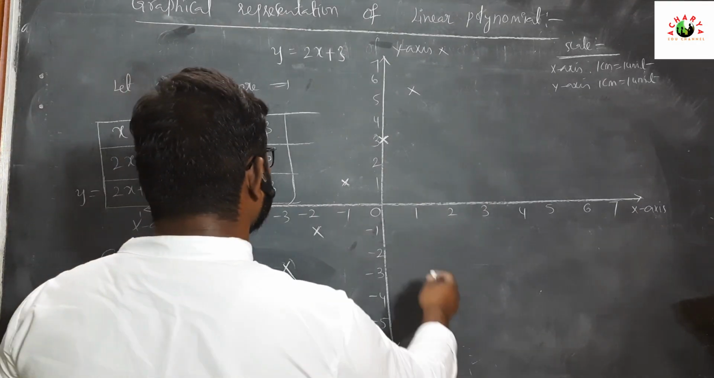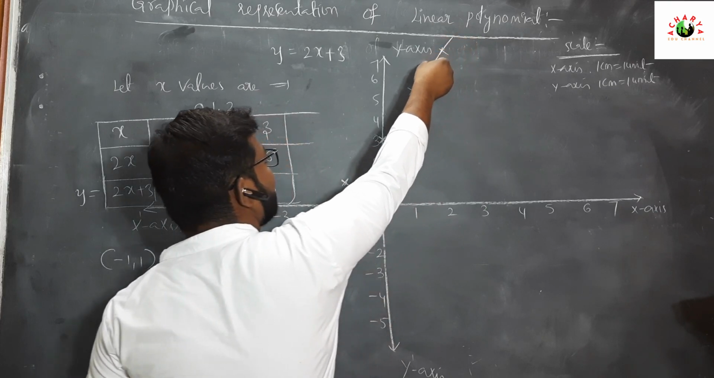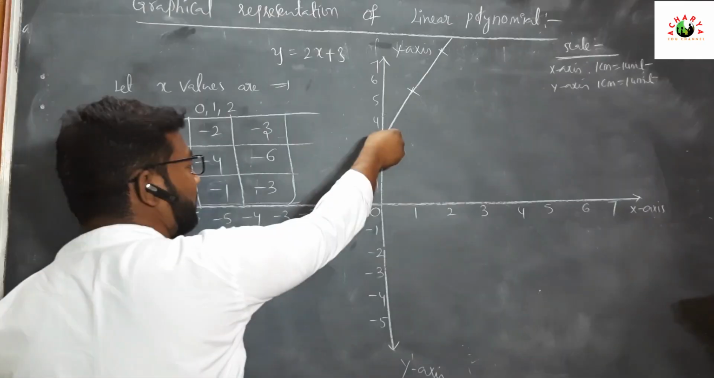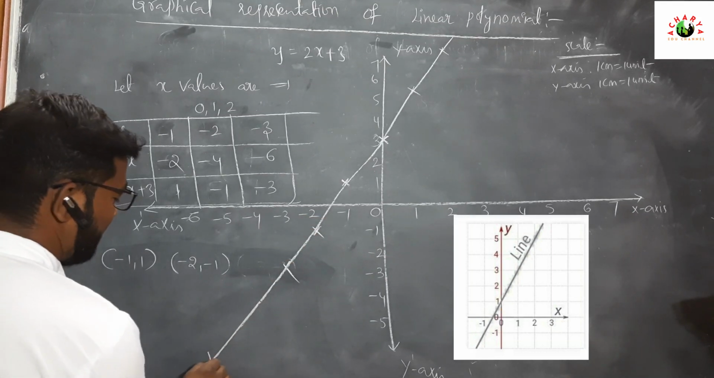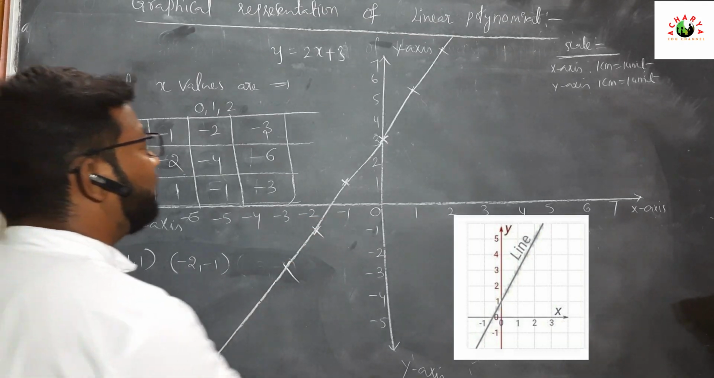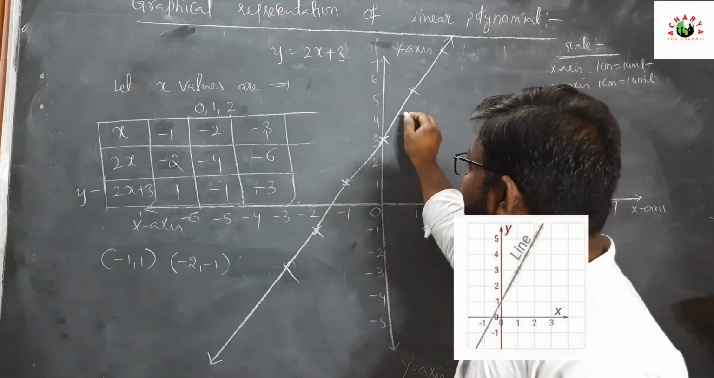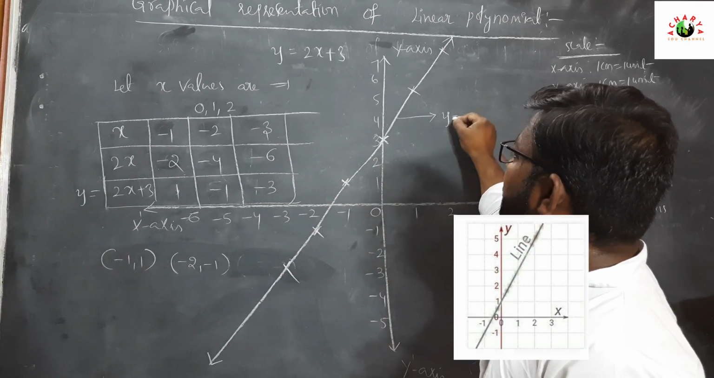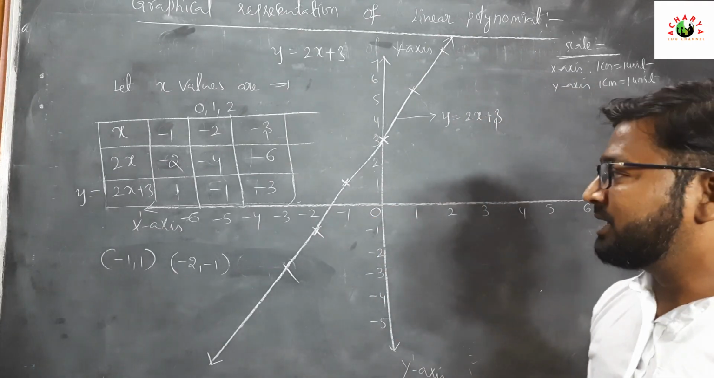Now draw a straight line from here. Always the linear polynomial is represented by a straight line only. After drawing the straight line, we have to put arrow marks on both sides. So this straight line represents y equal to 2x plus 3.